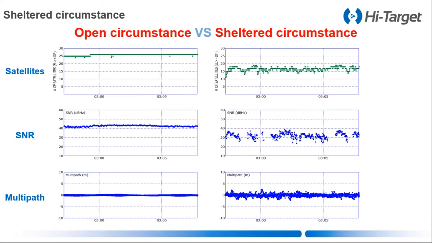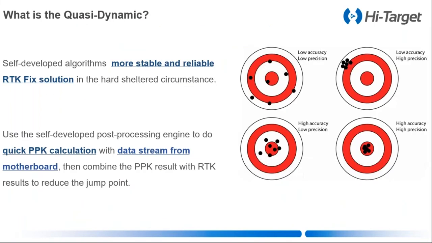As you see, comparing the data quality between two circumstances, under shadowed circumstances the satellite number is fewer and unstable. SNR and multipath look terrible. Quasi-dynamic uses algorithms developed by HiTarget, and it will provide a more stable and reliable RTK fixed solution in hard shadowed circumstances.